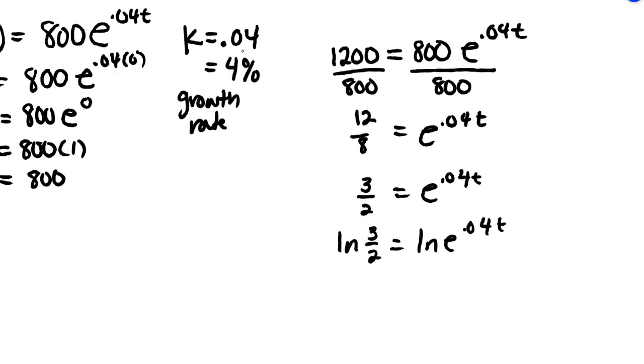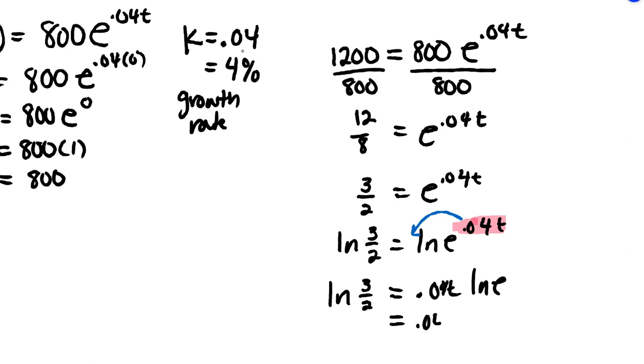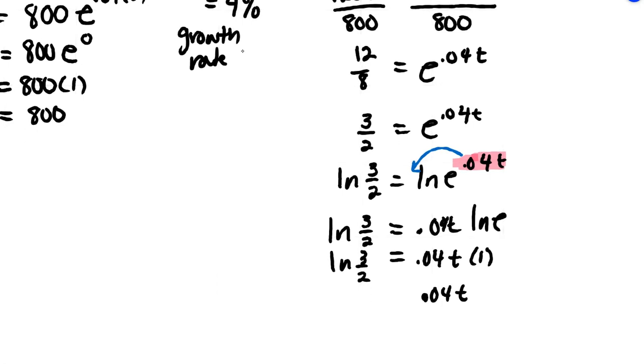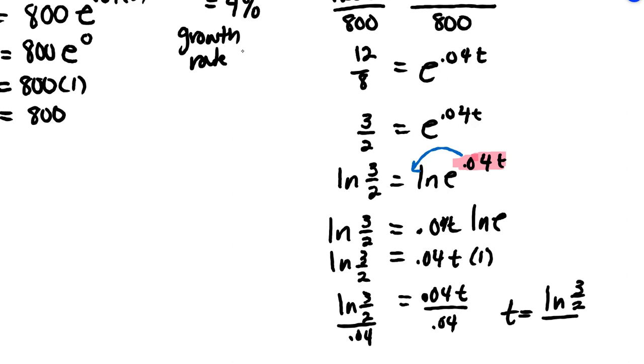Once I've done the natural log, I can use the power rule to bring that power in front of the log. That gives me natural log 3 over 2 equals 0.04 t times natural log e. Natural log e is 1. So we have 0.04 t equals natural log 3 over 2. And I can divide both sides by 0.04 to get t equals natural log 3/2 over 0.04.